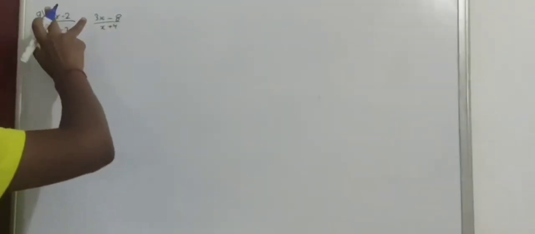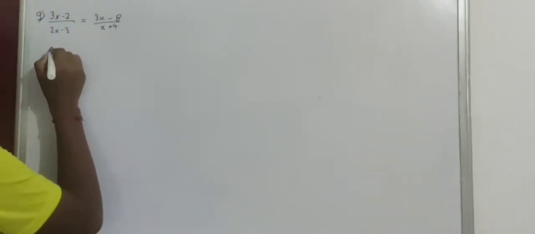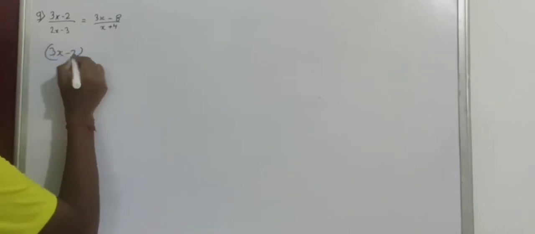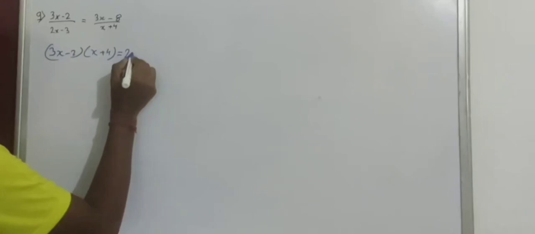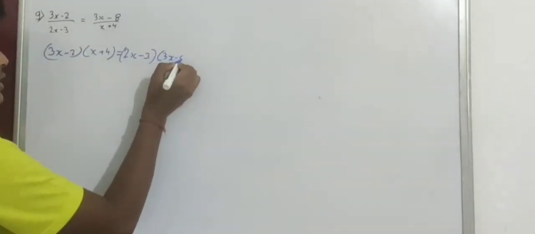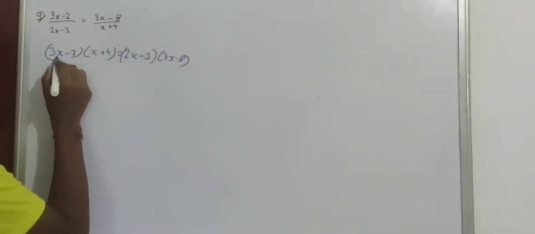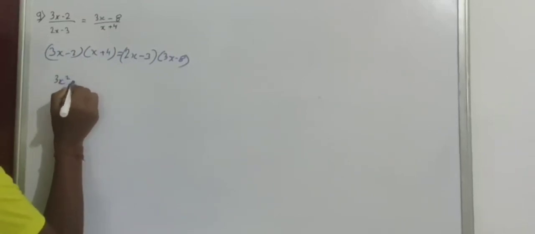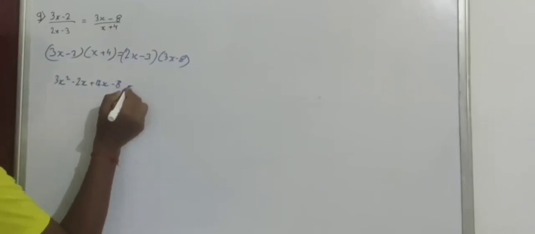So here first you have to cross multiply these two parts and these two parts. So doing this, 3x minus 2 and x plus 4, and this 2x minus 3 into 3x minus 8. Now multiply these two terms with each other. It will be 3x square minus 2x plus 12x minus 8.